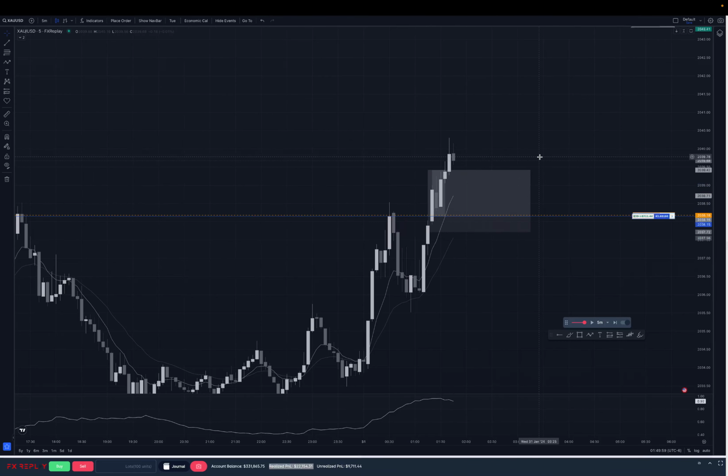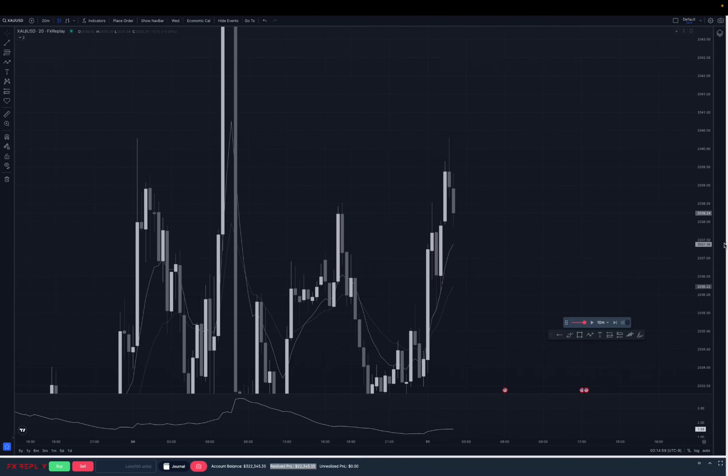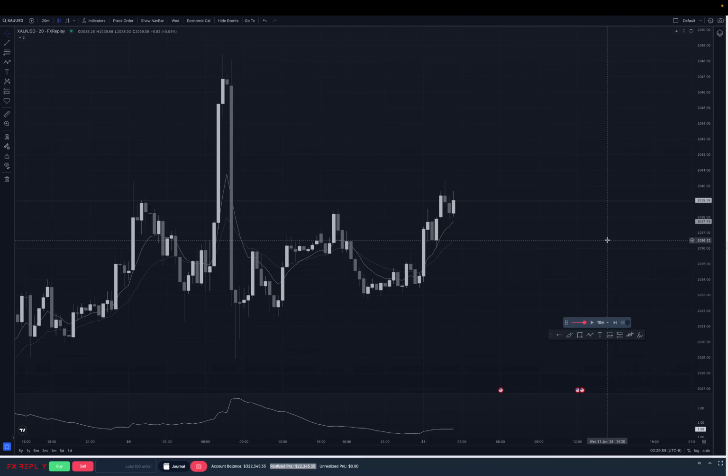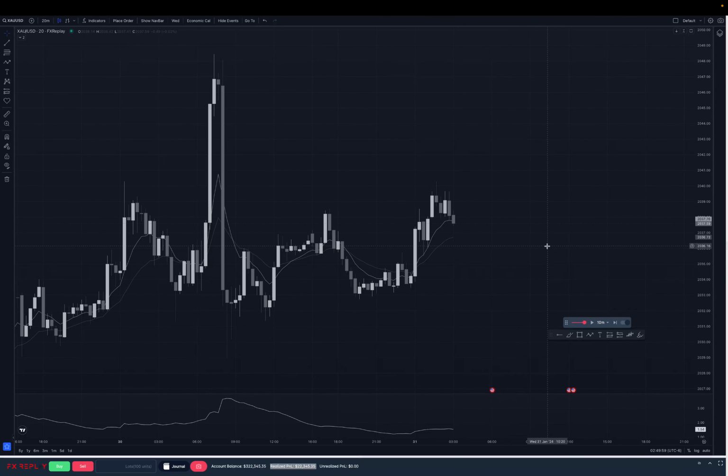Nothing to manage to yet for me. Just still at break even and take a break even. 20-minute, gonna wait for an invalidation. Potential entry, no, too dry.